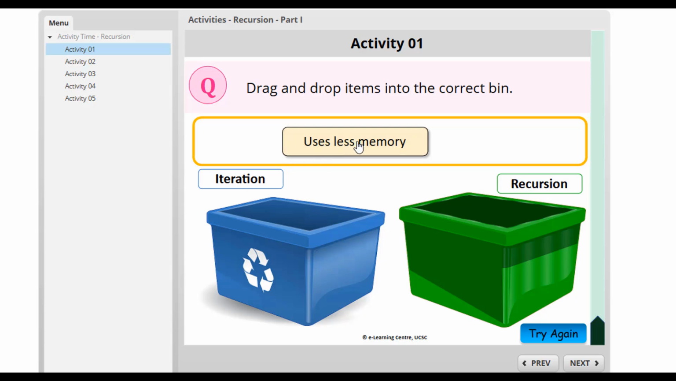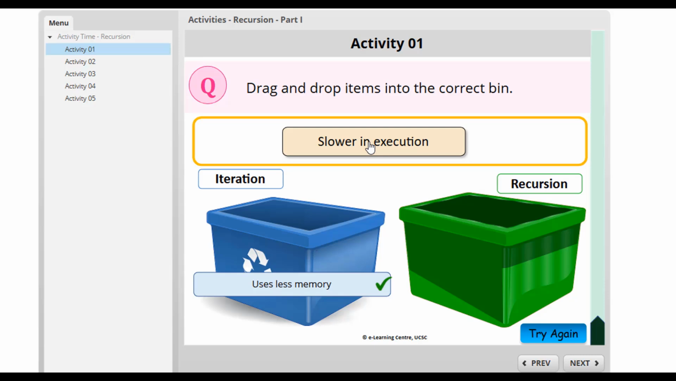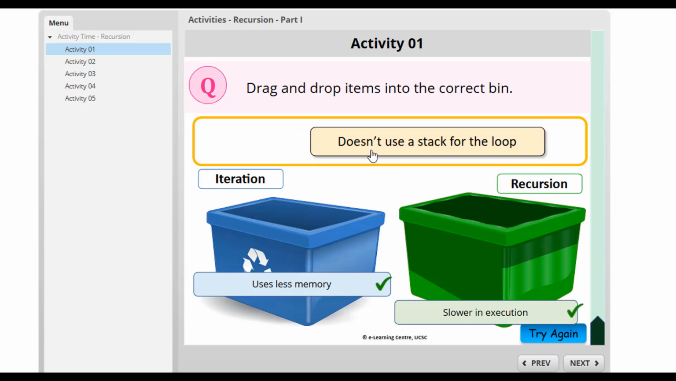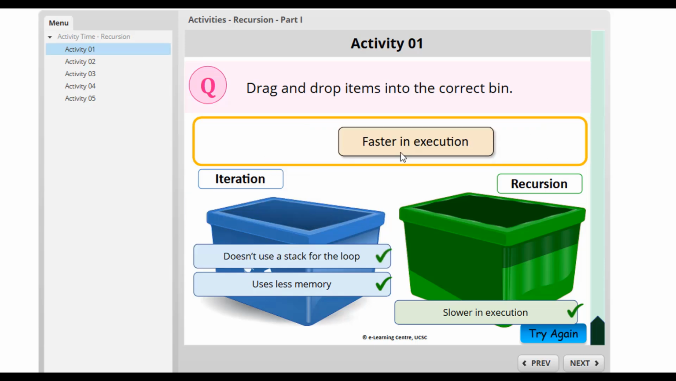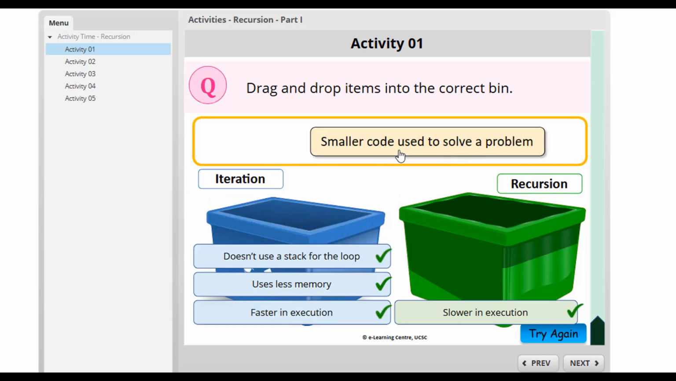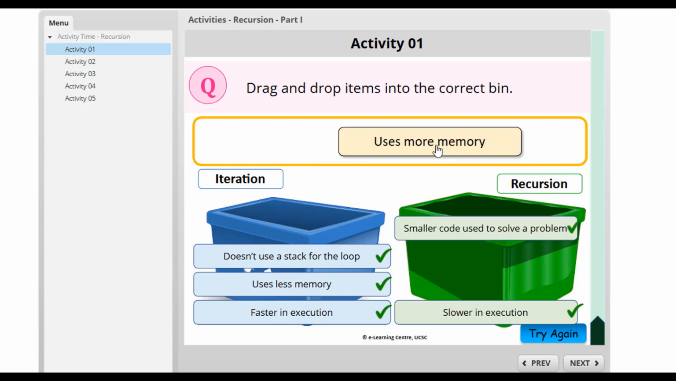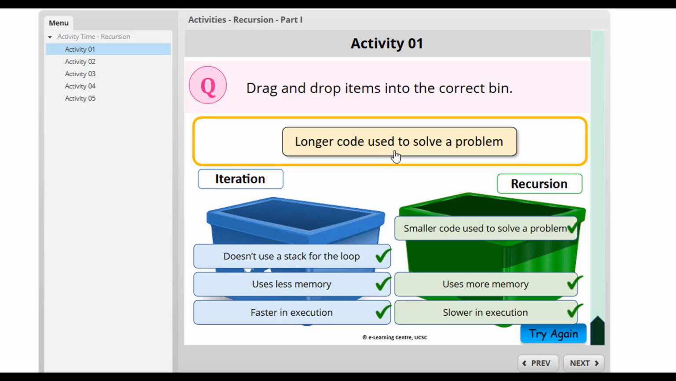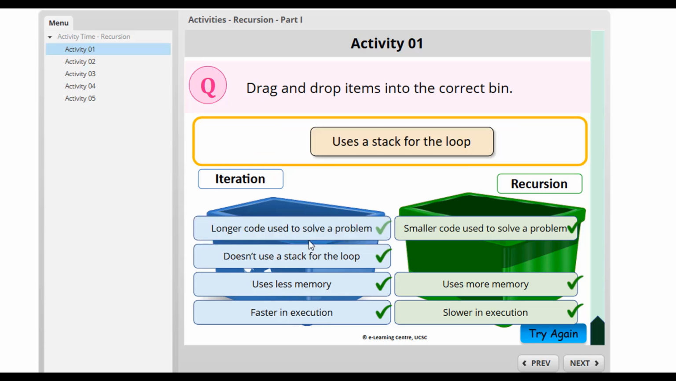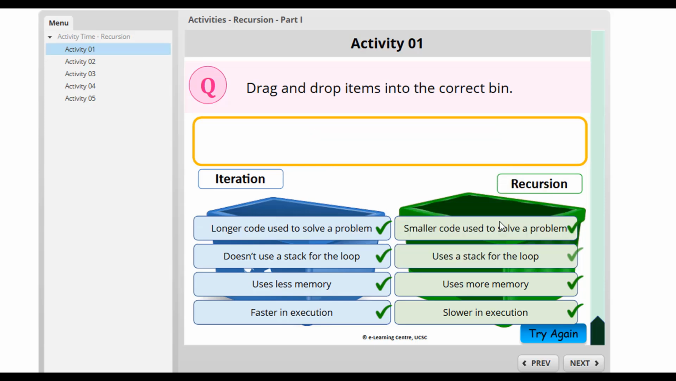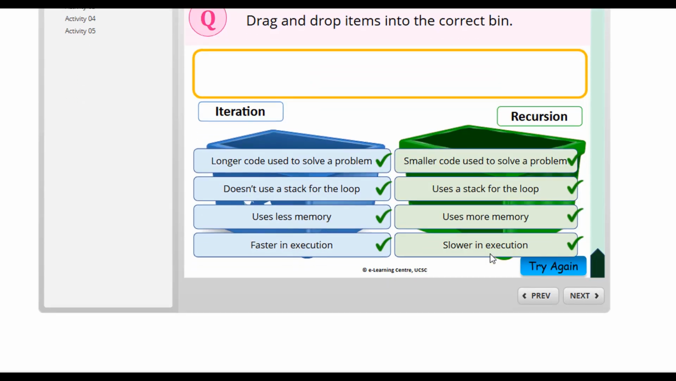So iteration: uses less memory, slower in execution. Recursion: doesn't use a stack for the loop, faster in execution, smaller code used to solve a problem. Uses more memory, longer code used to solve a problem. That's iteration, uses a stack for the loop. Recursion. Yep, that's all correct.